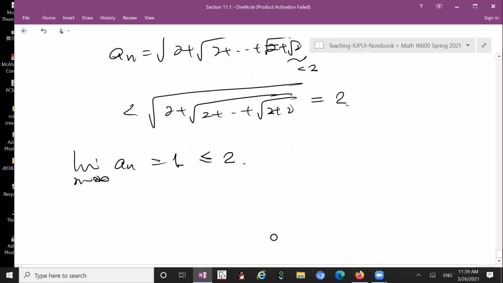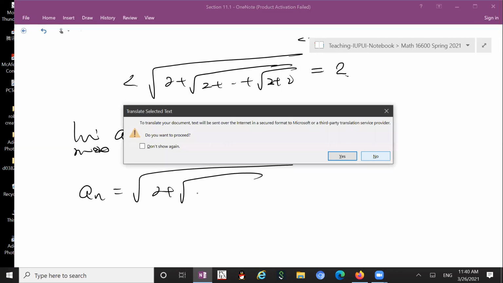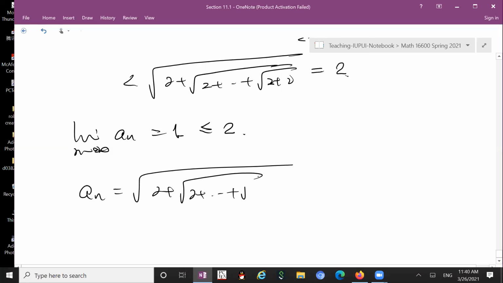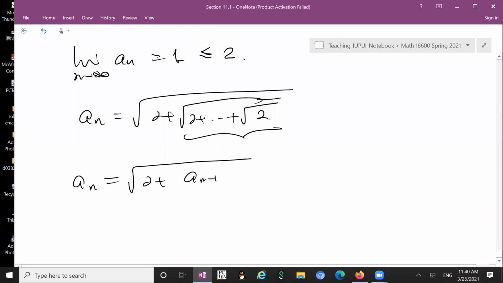So how do I find the limit? Maybe it's 2, maybe not. All right, I'm going to take a look at it again. a_n equals 2, okay? So you have n radicals here. But how about this part? There are n minus 1 radicals. So this is going to be 2 plus a_(n-1), right? You agree, right? Then you can find the limit.